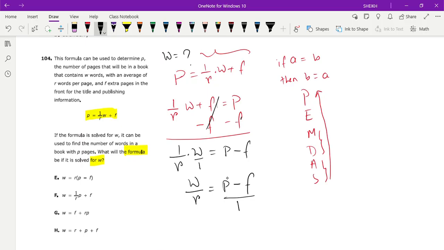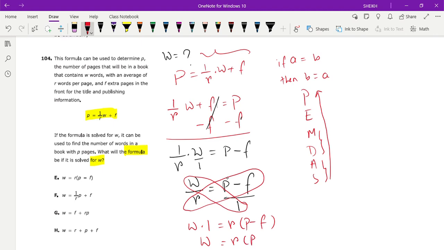Or you do the cross multiplication. If I cross multiply, w times 1 is always itself. It's the identity property. Anything you multiply by 1 remains the same thing. So w times 1 is w, equals r times p minus f. That's it. So w equals r parenthesis p minus f. This is the best way to do it.